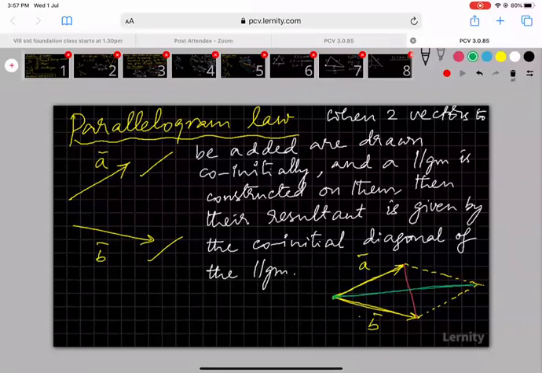But then in what direction? I have to put a direction to this vector, the resultant. The initial point of the resultant also matches with the initial point of a bar and b bar. Meaning this is the direction of the diagonal that I have to consider. So if I draw a bar and b bar co-initially and a parallelogram is constructed on it, then the co-initial diagonal of the parallelogram is their resultant. Did you understand? So that is the concept of parallelogram law of vector addition.